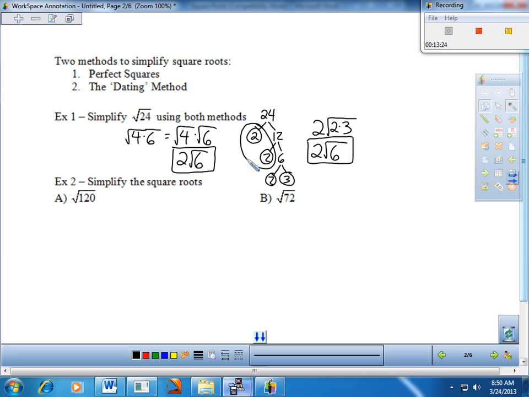And here's your thing right here. You know, 2 times 2 is really 2 squared. So 2 as the value getting us the perfect square comes out.